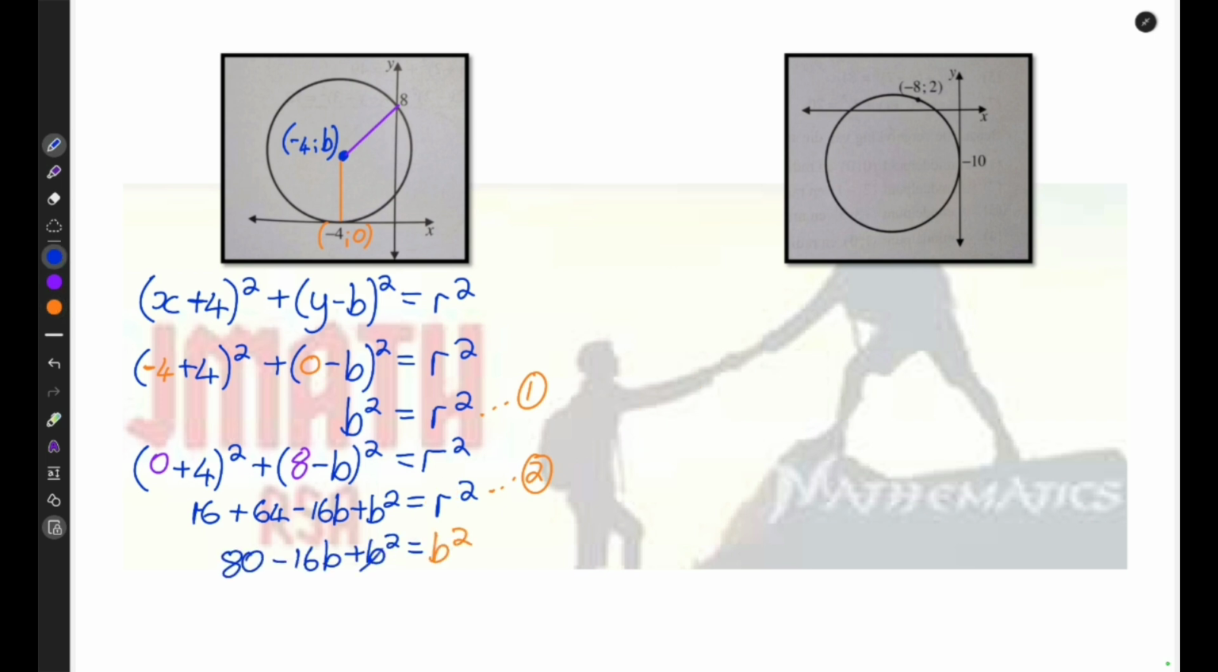Now if I just simplify, I can see the b squareds cancel out. I'm going to move the 16b to the other side, and then I can say 80 divided by 16 will just give me a 5. Perfect. Now I have enough info to write the equation of this circle.